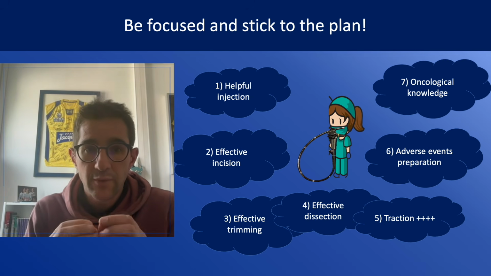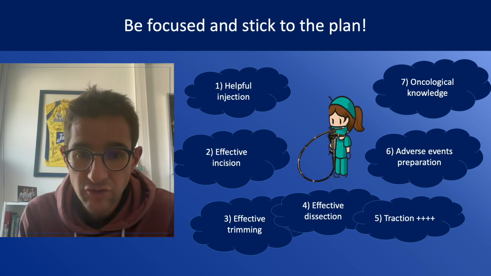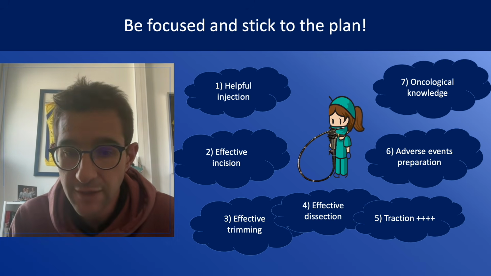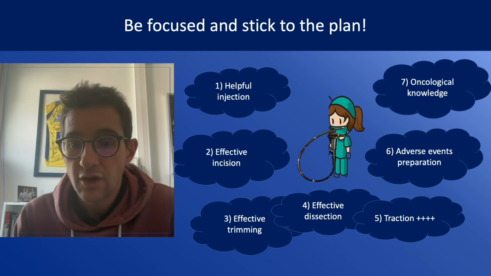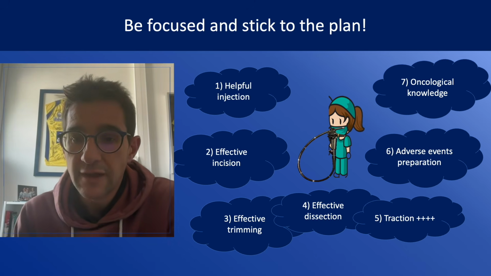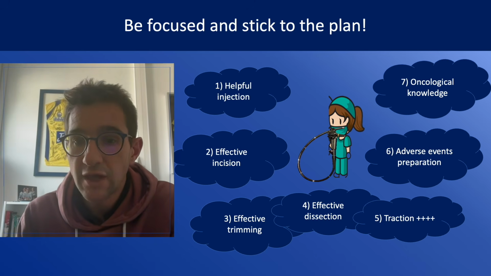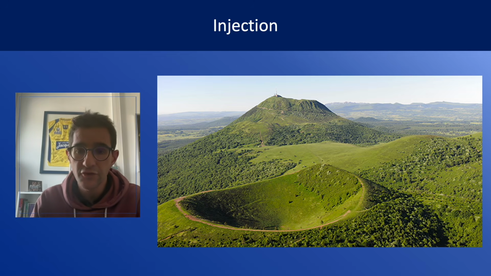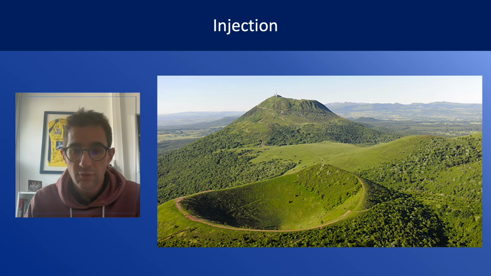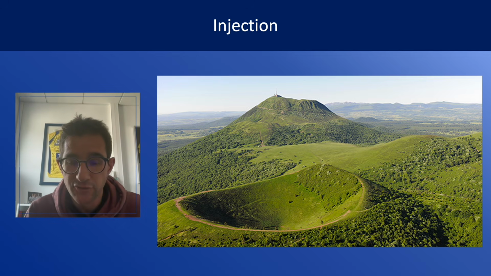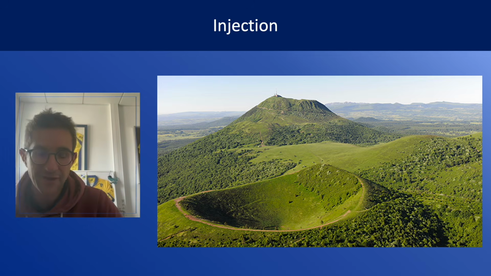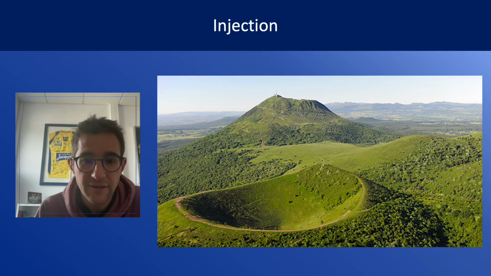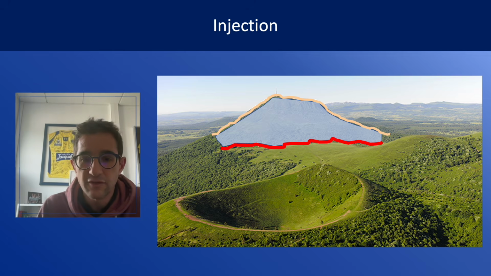I mean, we will do the helpful injection to help your strategy, an effective incision, an effective trimming, an effective dissection, a traction, which helps a lot, adverse events preparation, and oncological knowledge after the resection. First, the helping injection, with the most beautiful mountain in the world, in my opinion, which is one of the volcanoes of Auvergne in the center of France. It's a good shape to understand what we want.